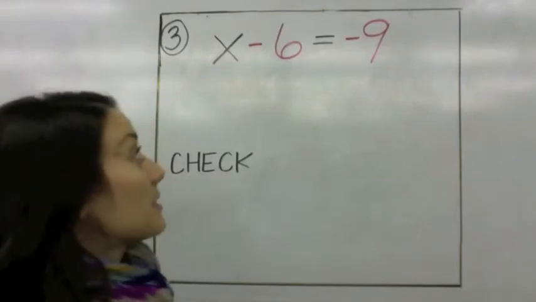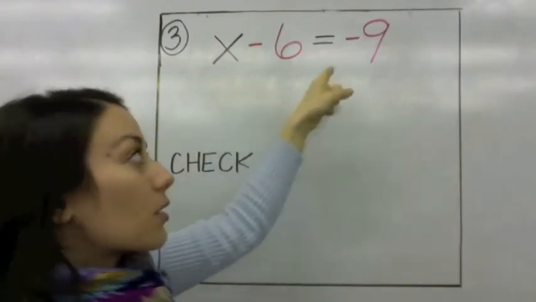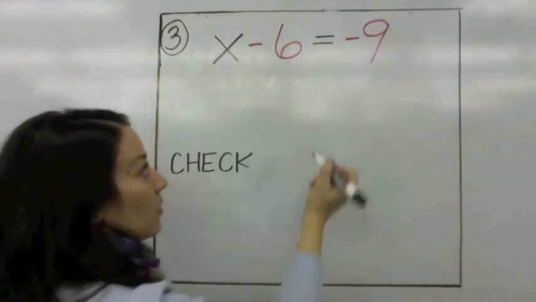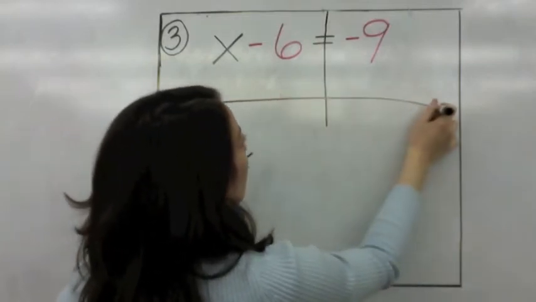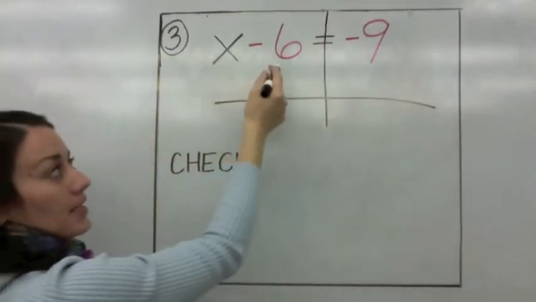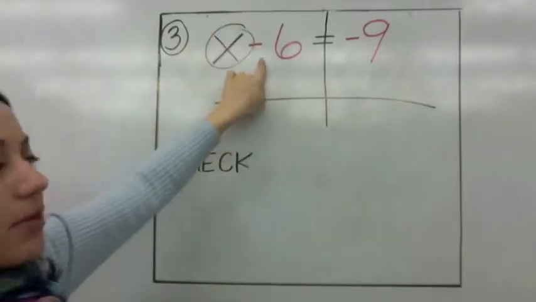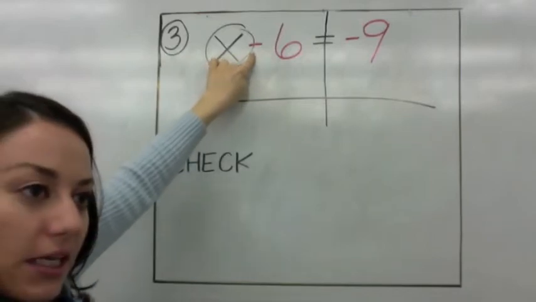Okay, let's read our last example. It says x minus 6 equals negative 9. Okay, so we're going to separate the equation by making a t. We're looking for what number minus 6 equals negative 9. So circle x. Now look at the number that's next to x, okay? This number is negative 6. What is it? Negative 6.